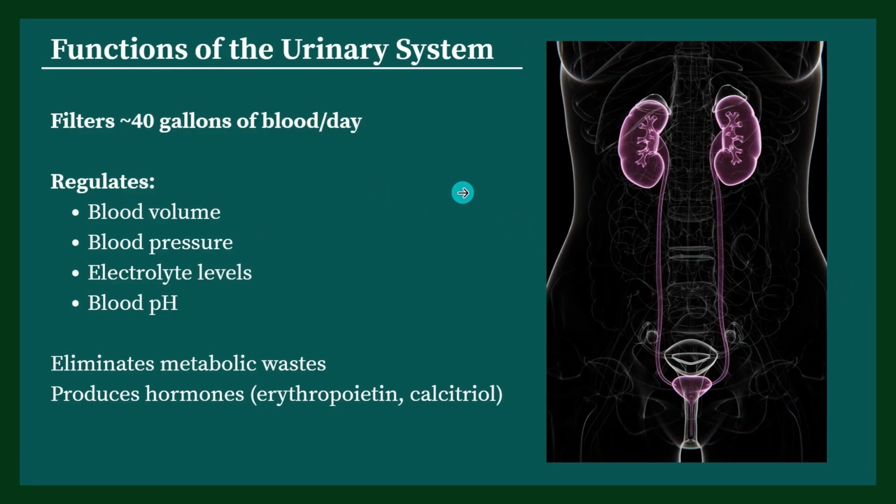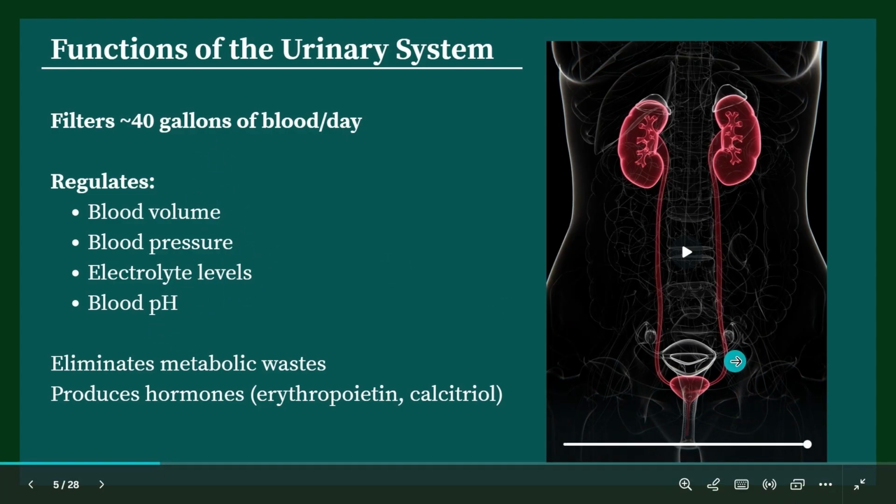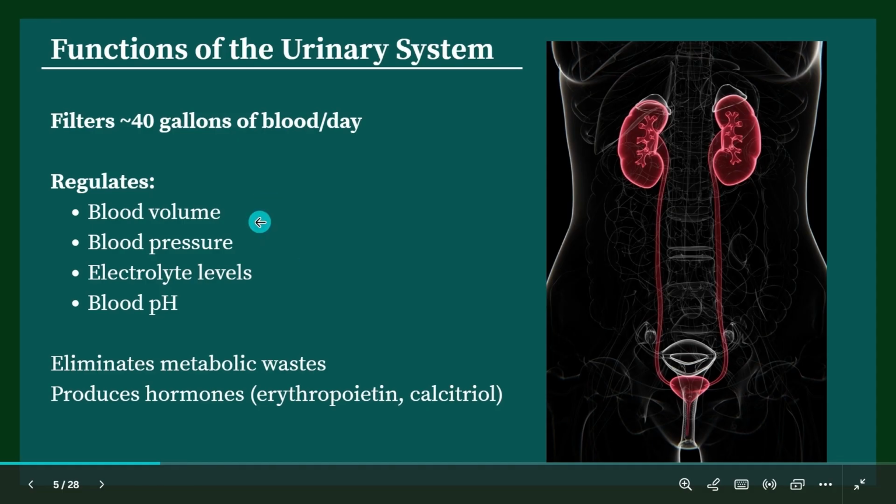Functions of the urinary system, basically, it filters the blood of anything that we don't want in it, mostly nitrogen-based waste products, and also medications and toxins. It filters all of that out. And then also the function of the urinary system is that it regulates blood volume, blood pressure, electrolyte levels, and the pH of blood. And the electrolyte levels and blood pH go together, and then blood volume and blood pressure go together. So it regulates the fluid in our body, and it lets out the excess fluid so that we don't have too much, so our blood pressure doesn't go up too high.